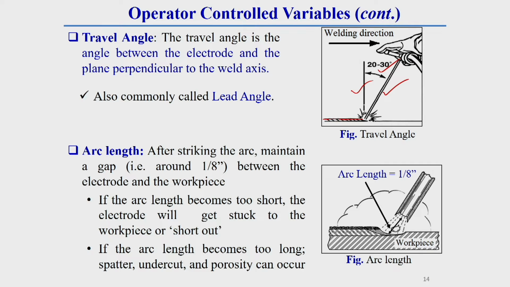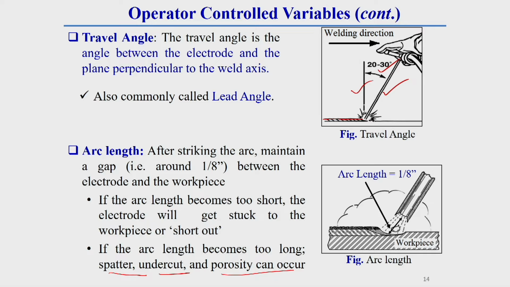Too short an arc length is not good, and too long an arc length is also not good, as I have already discussed in detail. If the arc length becomes too short, the electrode will get stuck to the workpiece, or it can short out. If the arc length becomes too long, there is also a chance of spatter, and undercut and porosity can occur. I will not discuss this in detail here, but these are the things a welder can operate or control. These operating variables can be controlled, that is why I am mentioning them here.